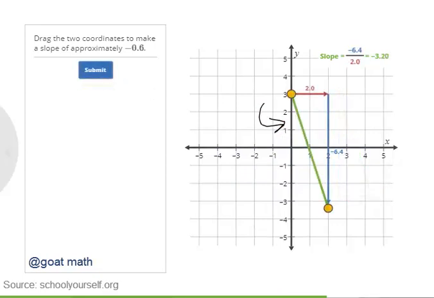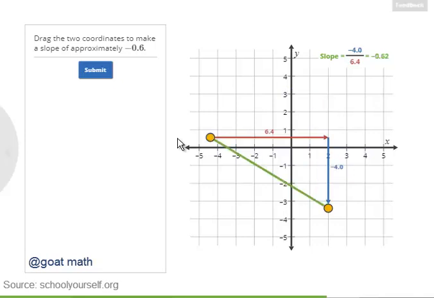Great, so here's another example of 2 points where the slope between them is -3.2. You know it's negative because as we go from left to right, we're also moving down. And it turns out that a line with a slope of -3.2 is pretty steep. You wouldn't want to walk down a hill with this kind of slope. Next, move the points so the slope is approximately -0.6.